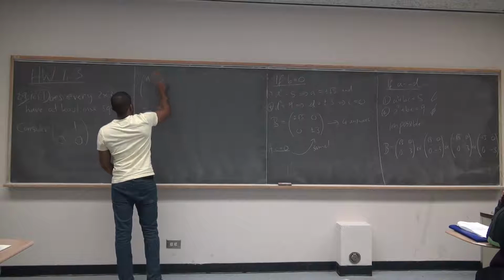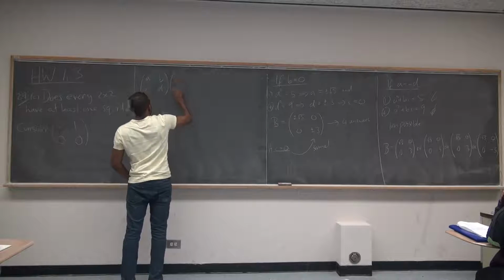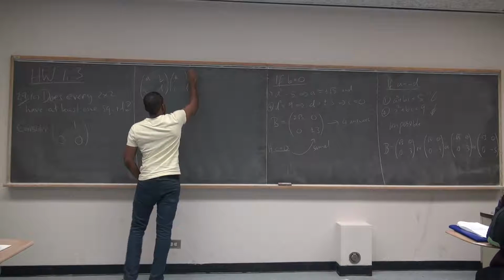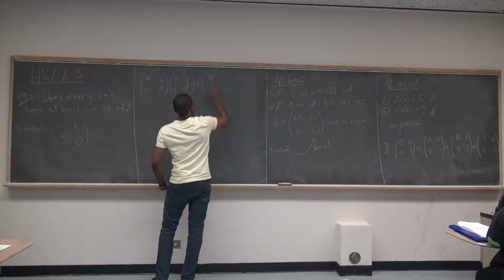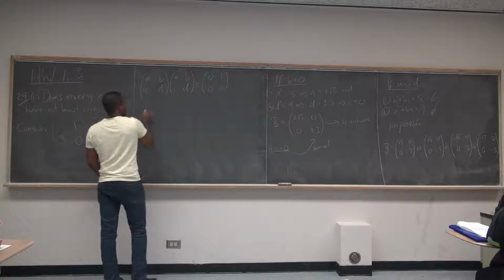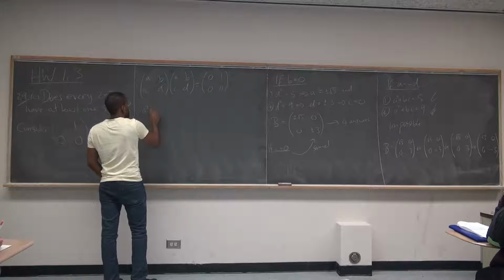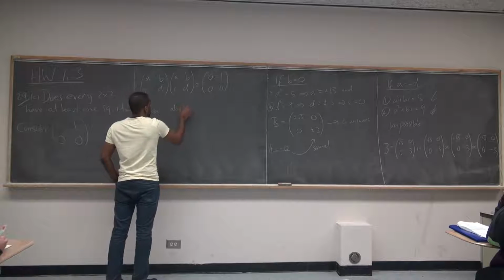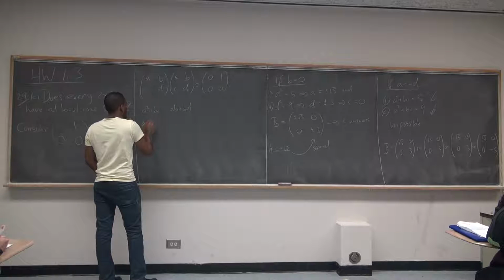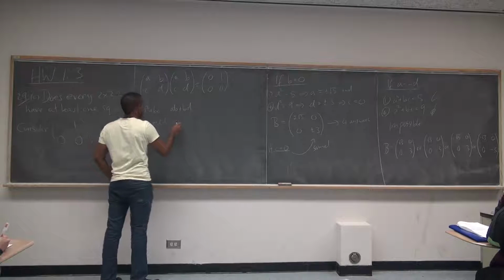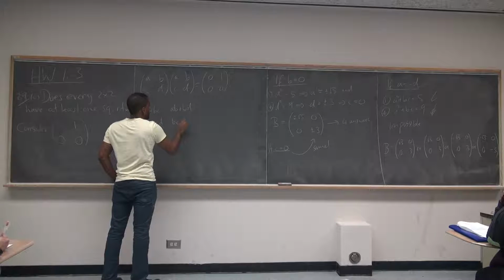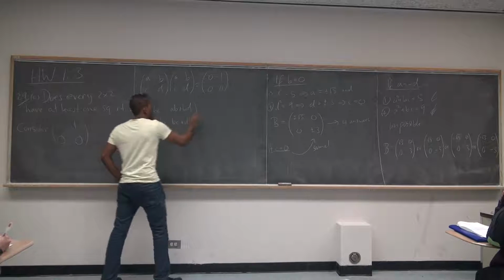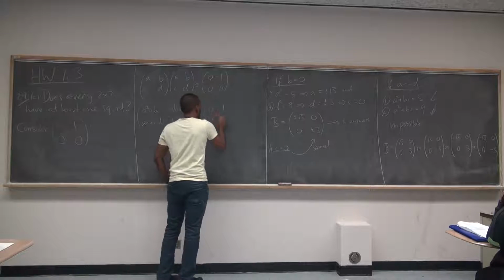I have two of them. AB plus BD, AC plus CD. Okay, let's try to find this guy. A squared plus BC, AB plus BD, AB plus BD, AC plus CD, AC plus CD, BC plus D squared. Was that it? Yeah. Okay, so that's 0, 1, 0, 0.